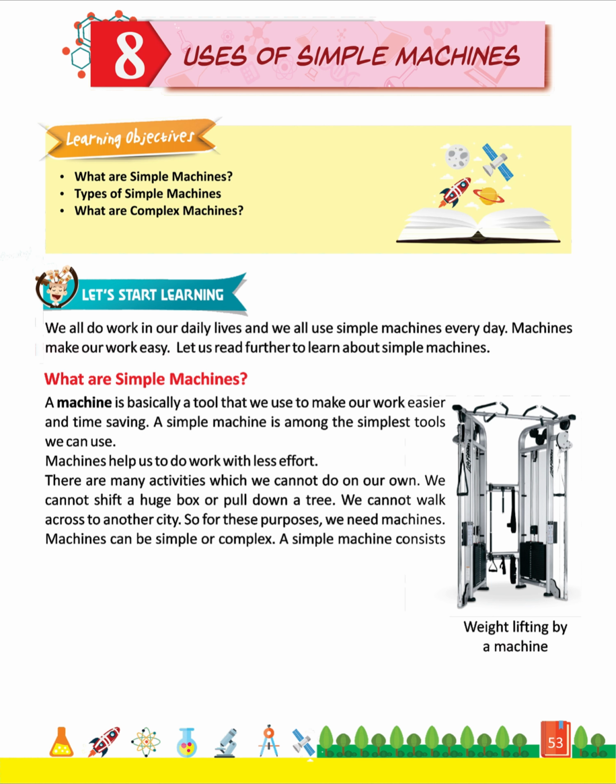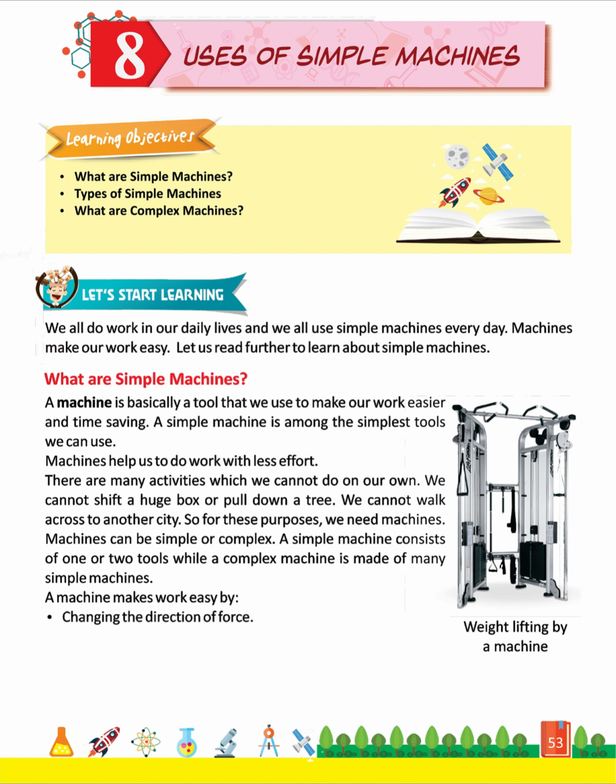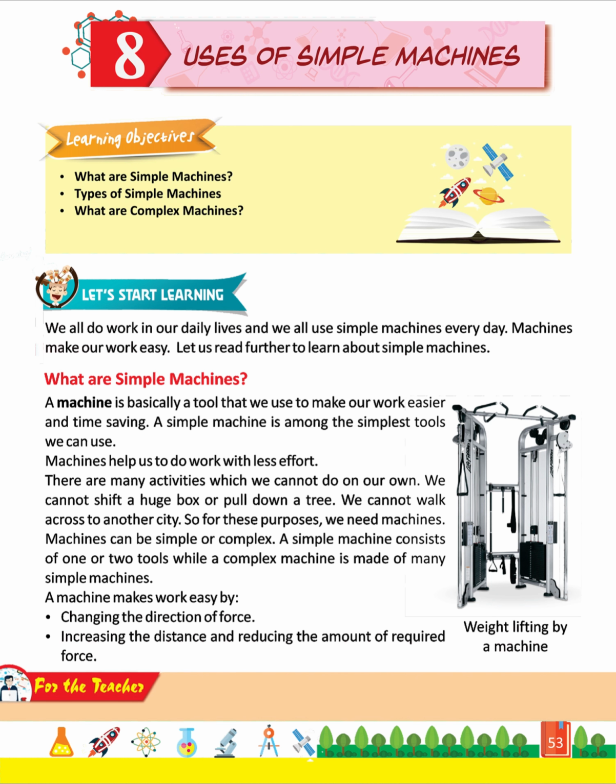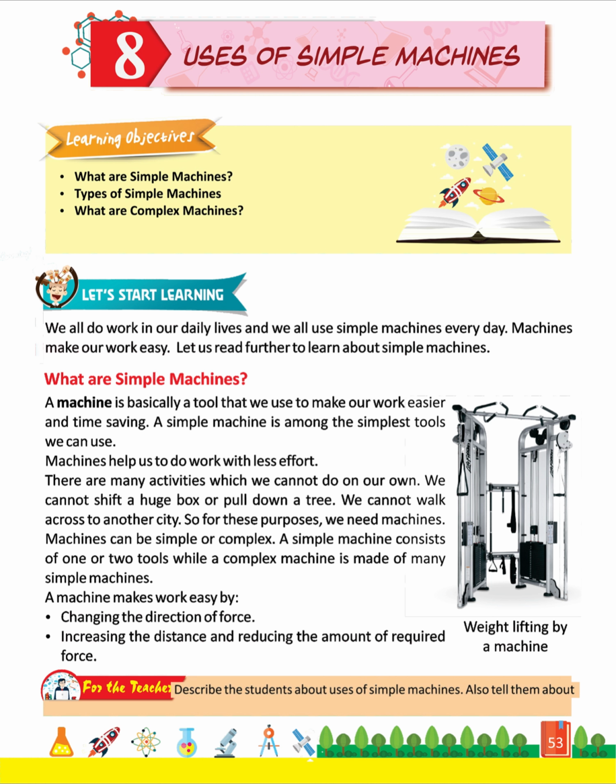Machines can be simple or complex. A simple machine consists of one or two tools, while a complex machine is made of many simple machines. A machine makes work easy by changing the direction of force, increasing the distance and reducing the amount of required force. Weightlifting by a machine. For the teacher, describe to the students the uses of simple machines. Also tell them about various simple machines we use in our daily lives.